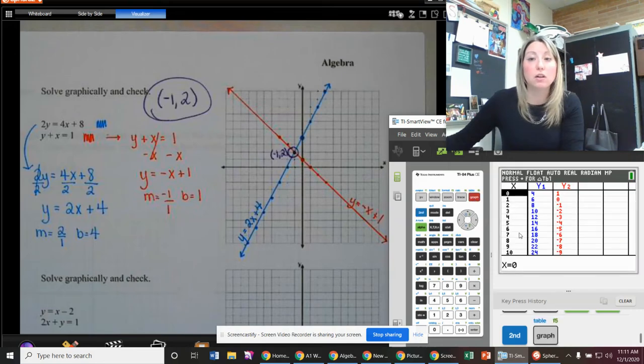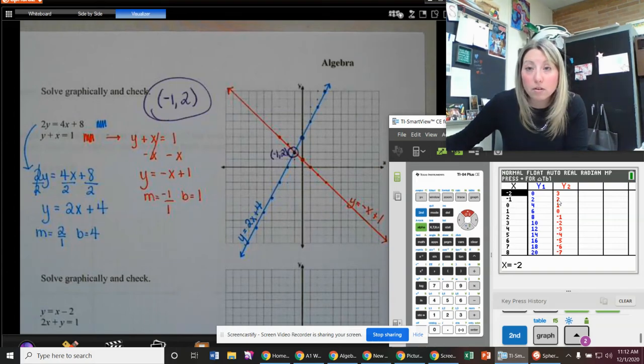So what I can currently see on my tables is not in the negatives at all. So I have to arrow up to see that point I'm looking for. And look at that, -1, 2 is on both of my equations. It's on both of my tables. That means that point is shared. And if you notice all the other points, that's the only one that they share. That is the answer. That is the intersection point. That is how I can check my answer using my graphing calculator. Okay?